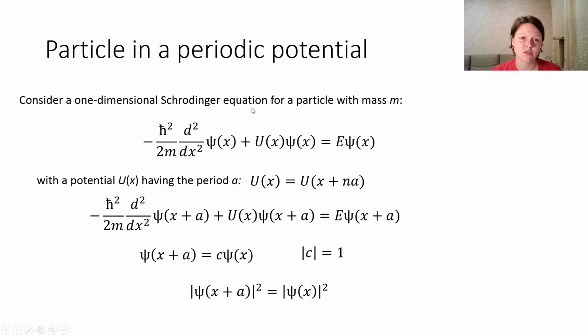So this equation is really familiar to you. But in this case, we have a potential U having the period a. Here n is the integer number. Using this periodic potential, we can rewrite the Schrödinger equation in this form. And the main question arising is, what is the difference between this psi wave function and this wave function?